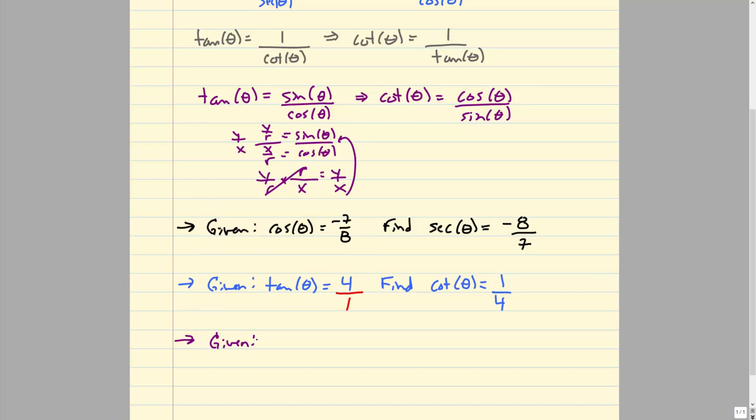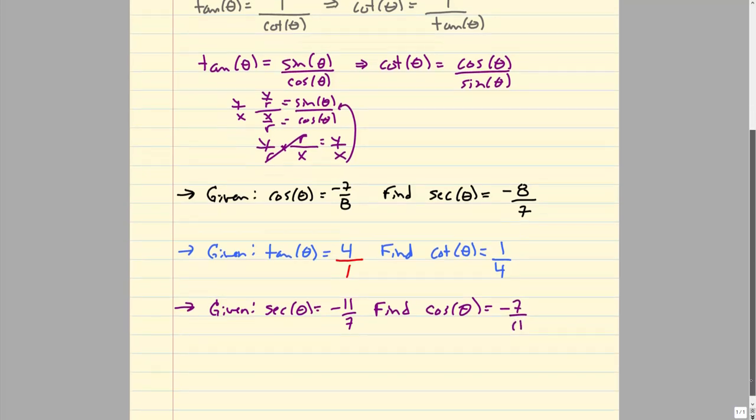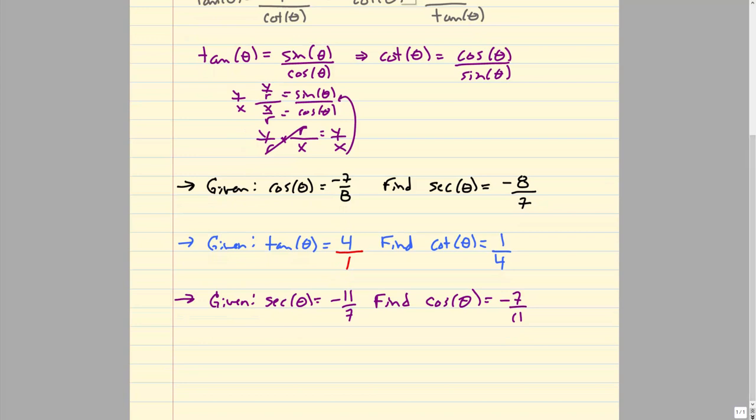So I think we kind of have this idea of reciprocation down, but let's just do a few more of these. Secant theta, let's say, is equal to -11 over 7. The reciprocal of secant would be cosine, so let's find cosine of theta. We would find that by reciprocating. And again, the negative stays up top or out front. It does not go to the denominator. We usually don't see negative signs left in the denominator because sometimes they're easy to skip then.